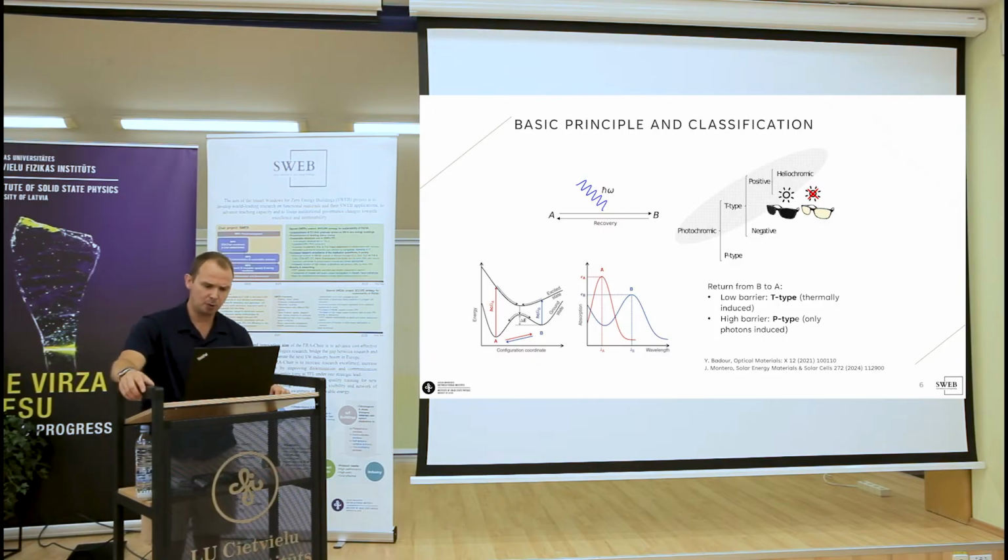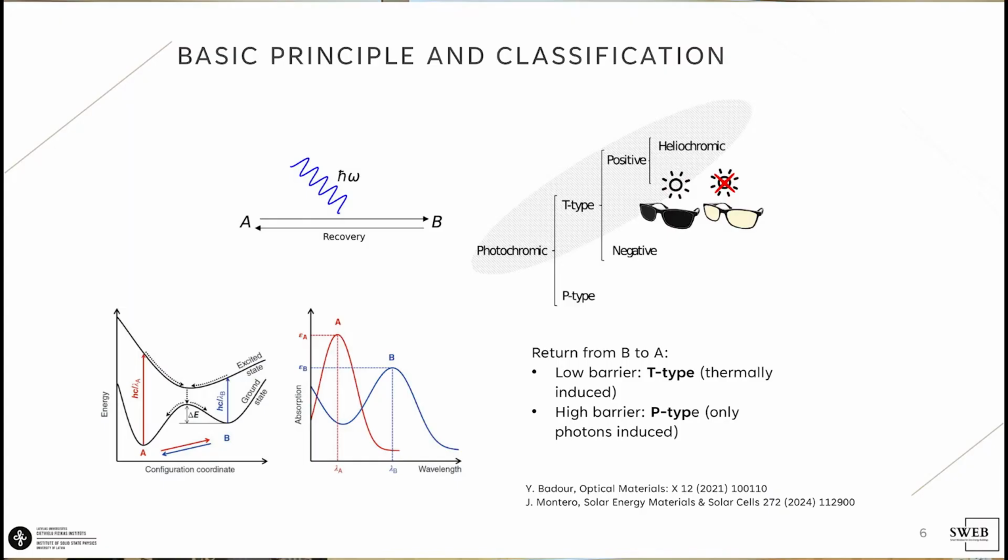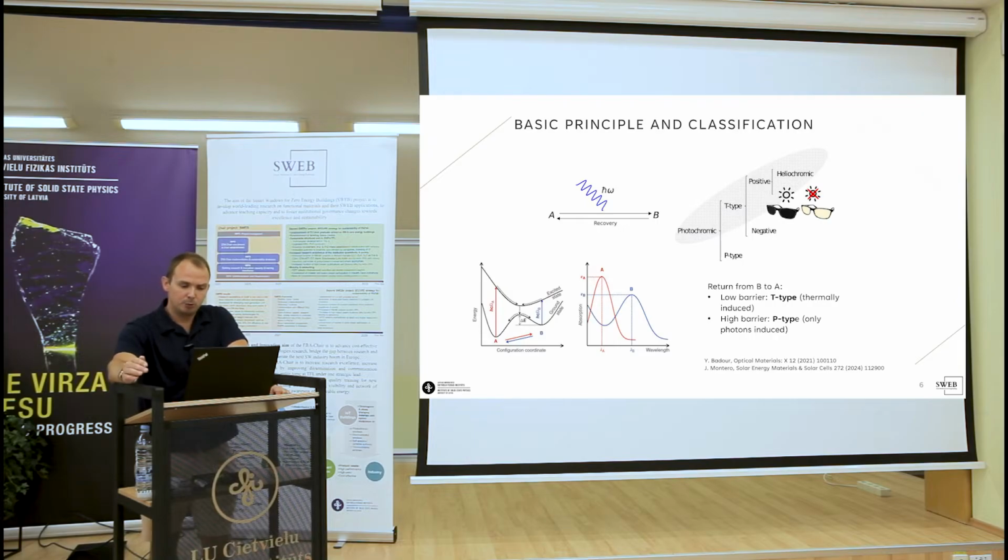The basic principle of photochromism is that the material has two states, A and B. A is thermodynamically stable, B is a metastable state, and we can excite the material from A to B by illuminating it with some light. Depending on how the material recovers to its initial state, either just by thermal energy, then we call this effect T-type. If we need different light energy for the illuminated material to be able to recover, then it's P-type.